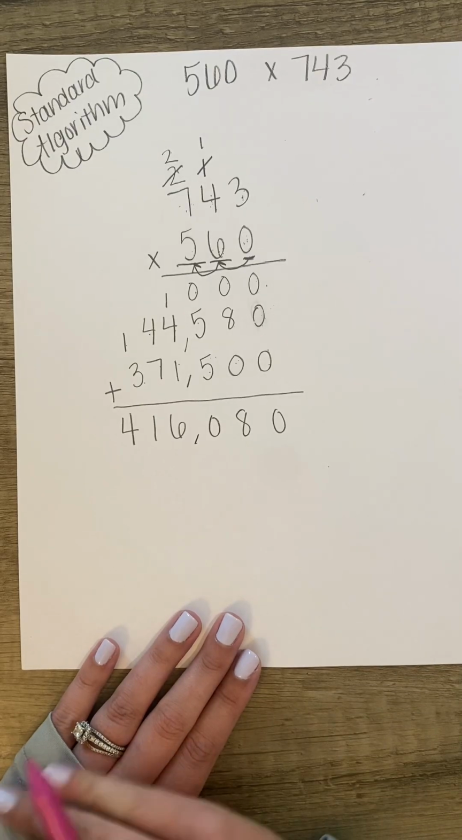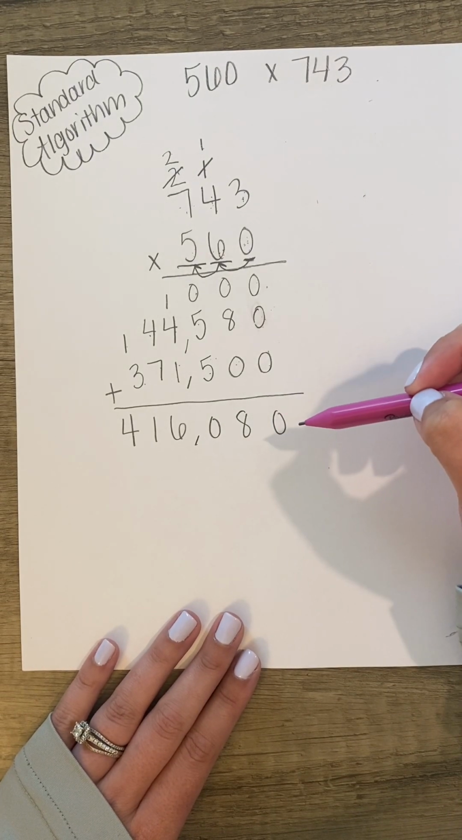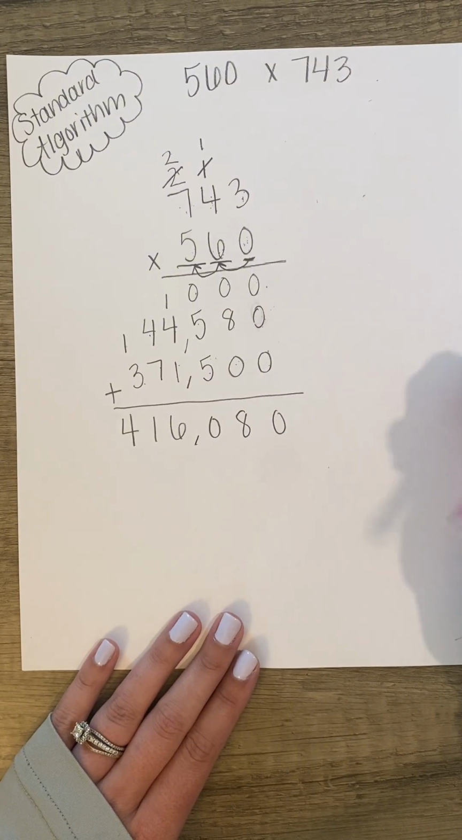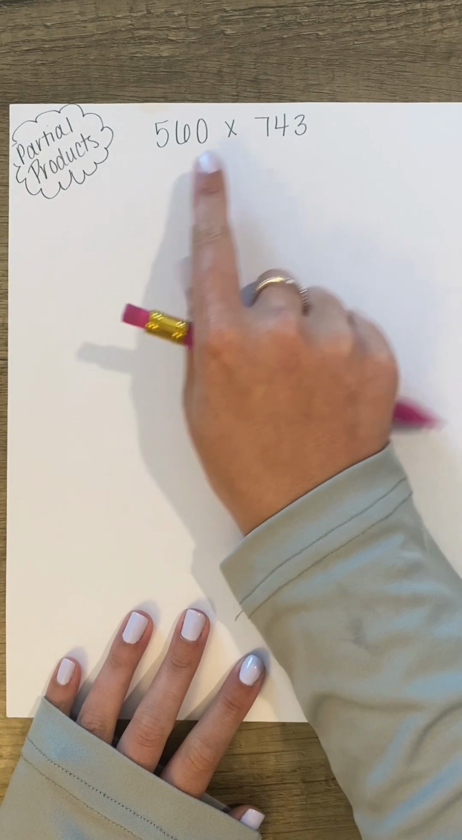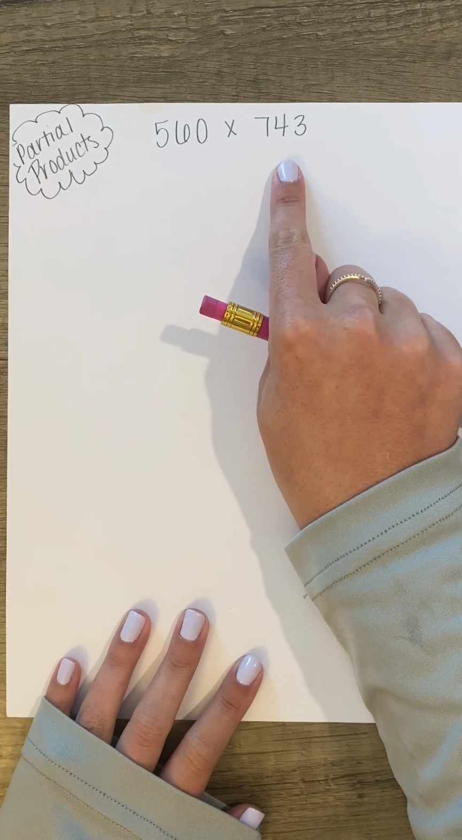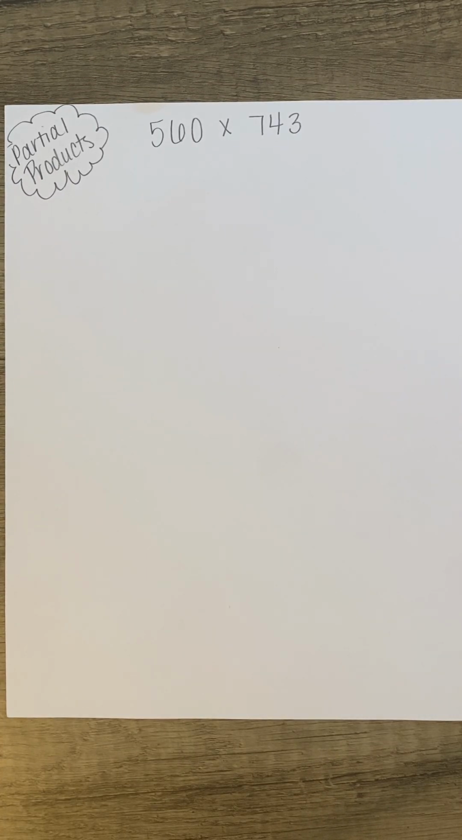So our final product for 560 times 743 is 416,080. Now I'm going to show you how to find the same product for 560 times 743 using partial products. This method is kind of like a stepping stone between standard algorithm and an area model because it is a little bit more broken down than the standard algorithm, but not as broken down as an area model.